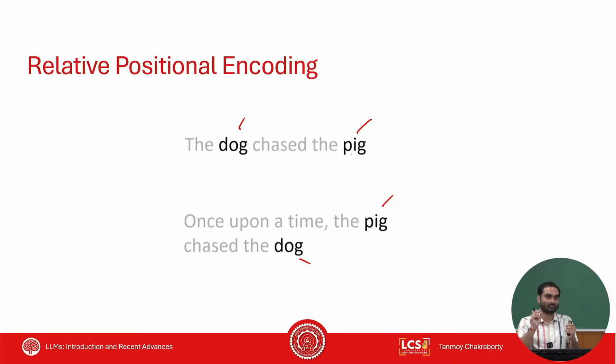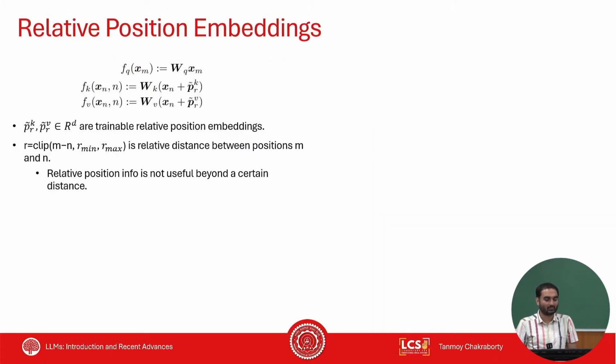The relative position is |i − j| or |m − n|. So we will basically try to preserve the relative position instead of preserving the absolute position. Let's look at some of the recent developments before RoPE, where people mostly focused on the relative position.